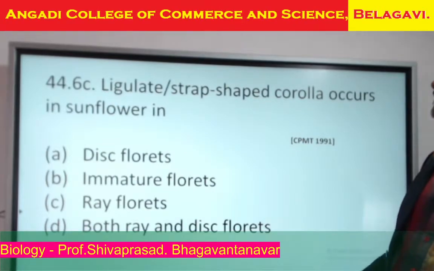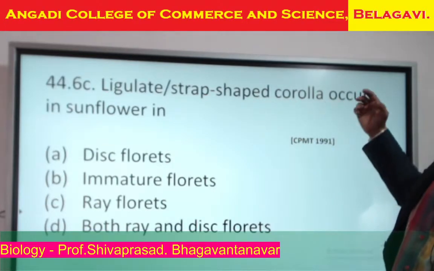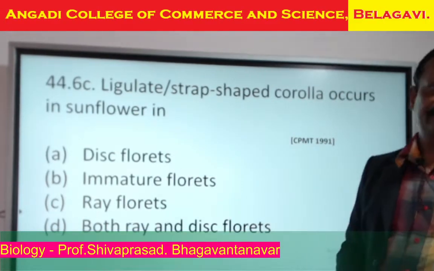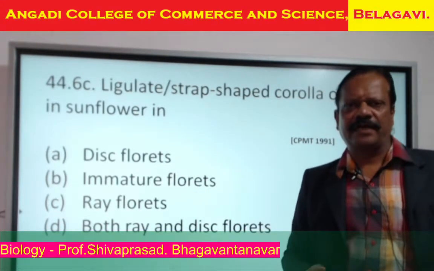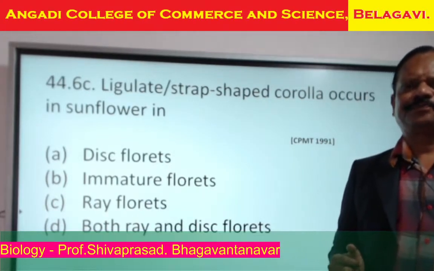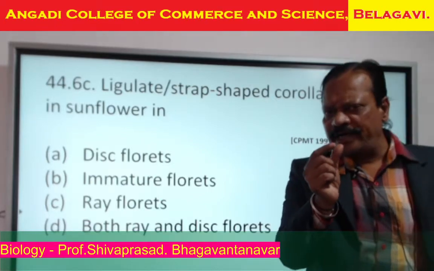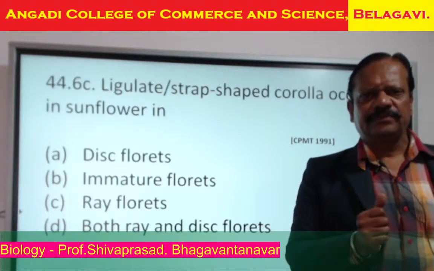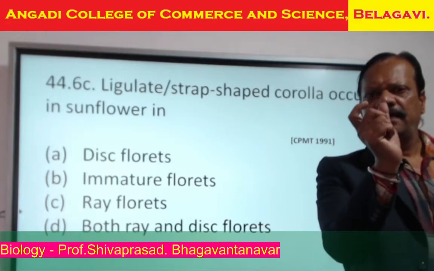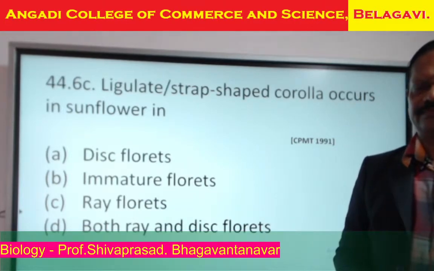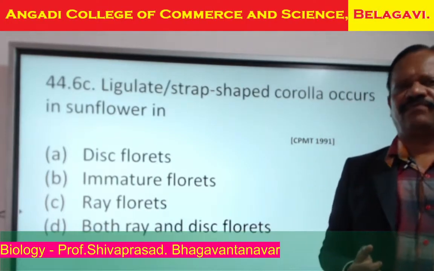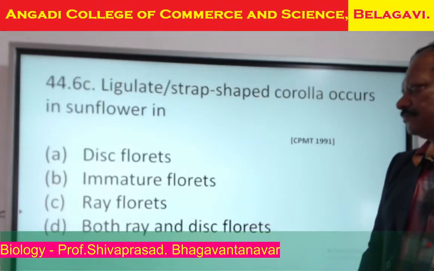Ligulate or strap-shaped corolla occurs in sunflower. Okay, so options are given. First, ligulate. In the sense here, the corolla is usually fused at the lower side, forming a tubular structure. At the upper side, lip-like structures are produced. Usually the ray florets are the best example for this. We'll go through the options now.